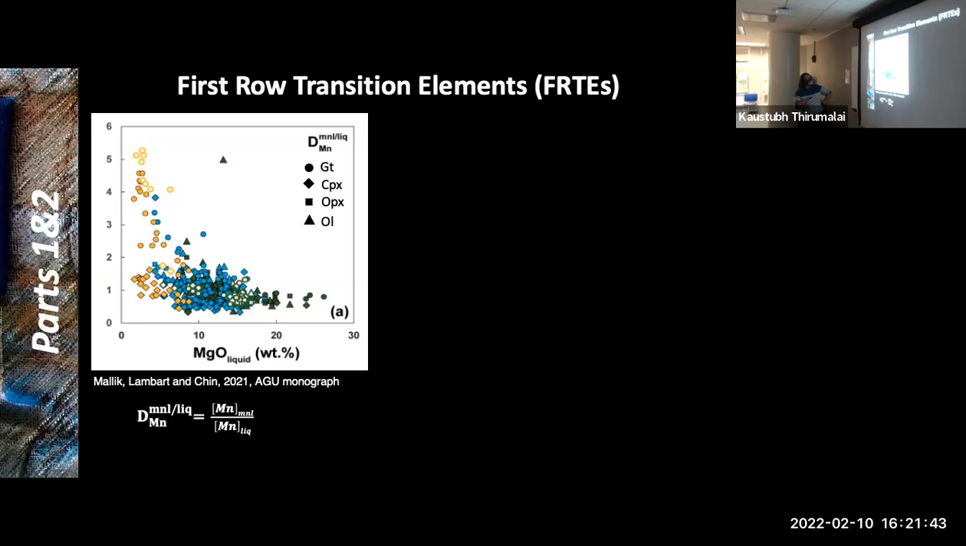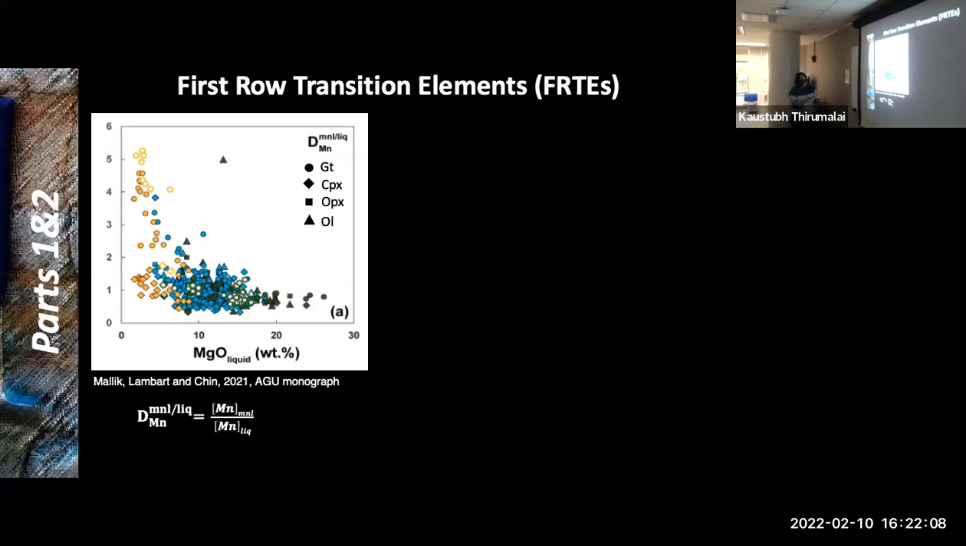And what you can see is for a given MgO, you see triangles on all this range over there, and you see diamonds on all this range over there too. Okay, what that means is for a given MgO, you can basically reproduce the entire range of partition coefficients for manganese for all the different minerals. So it's going to be hard to differentiate between those.